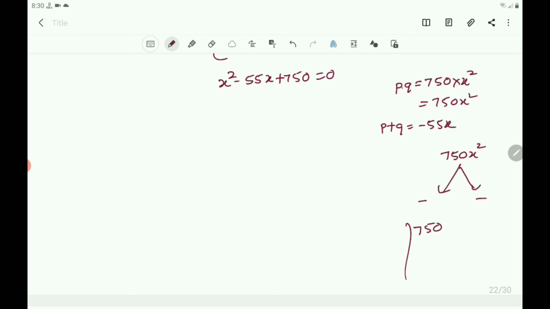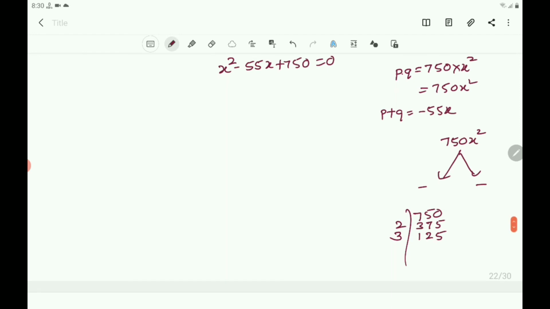Now you factorize 750. 2 3s are 6, 2 5s are 10. Is it divisible by 3? 7 plus 5 plus 0 is 12, so it is divisible by 3. So divide it by 3: 3 2s are 6, 3 5s are 15. Then 2 plus 5 is 7, not divisible by 3. Then you divide it by 5. 5 5s are 25, and 2 5s are 10, so 5 2s are 10. Now you find 6 5s are 30. You will get 30 and 25.